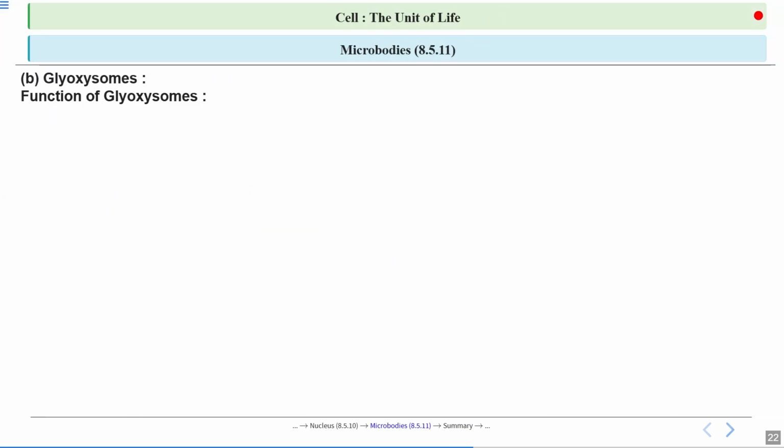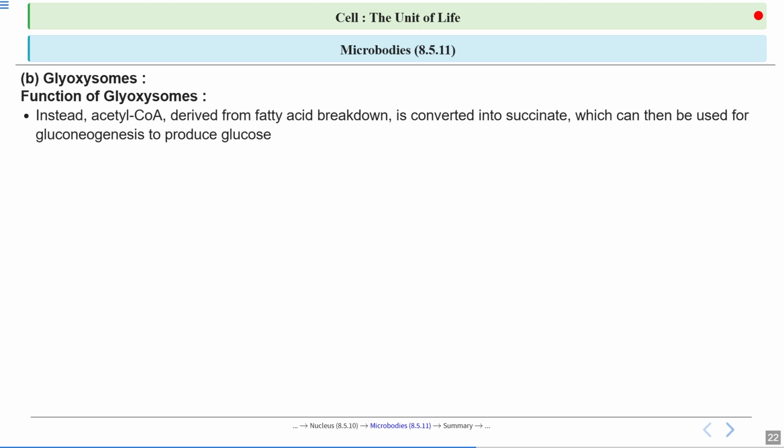Now next, we're talking about the function of glyoxysomes. So here acetyl coenzyme A, which is derived from fatty acid breakdown, is converted into succinate, which can then be used for gluconeogenesis to produce glucose. So in glyoxysomes, the glyoxylate cycle is being carried out in which fatty acid is being converted into carbohydrates. Clear?